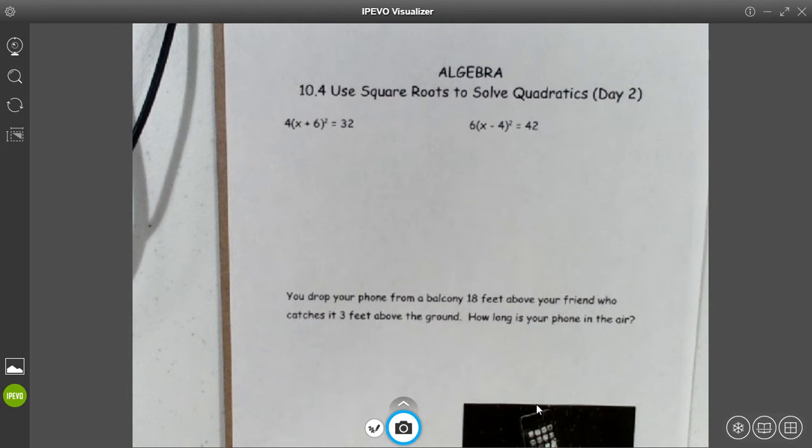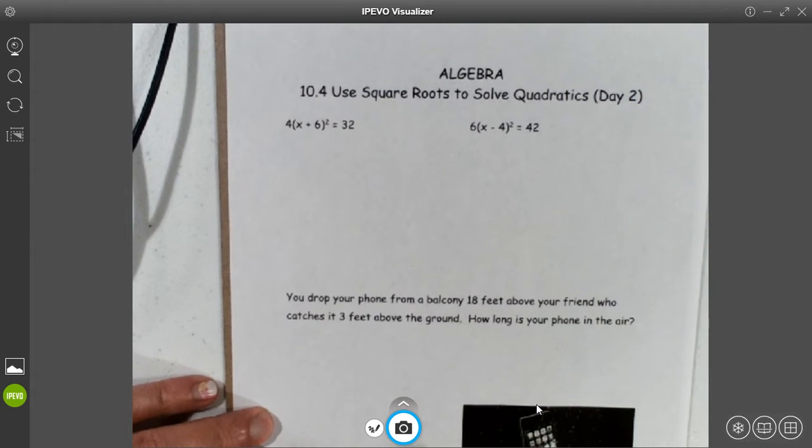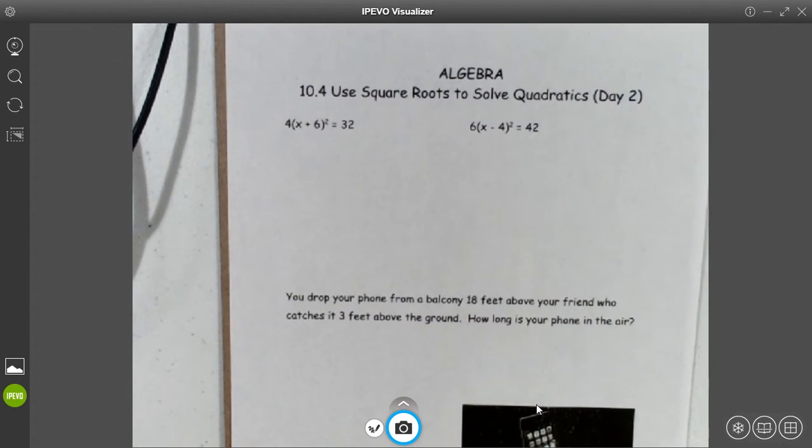And then I've got some homework for you to do, and I am just going to have you attach that homework onto the day one homework, and just turn it in all at once. All right, but let's get into this.